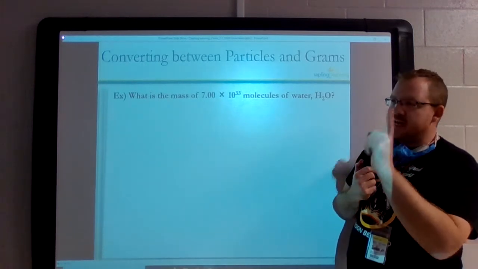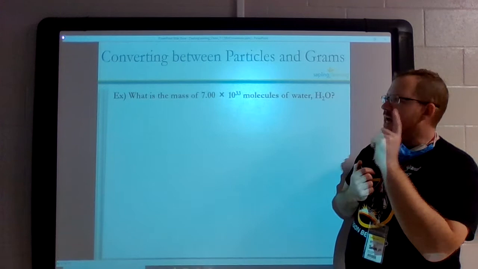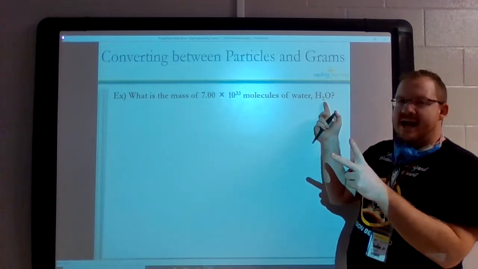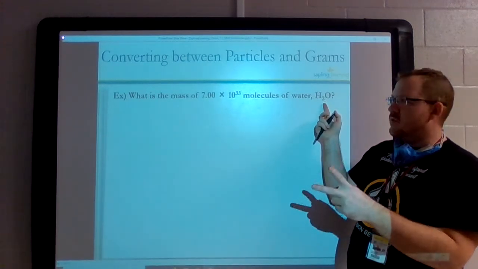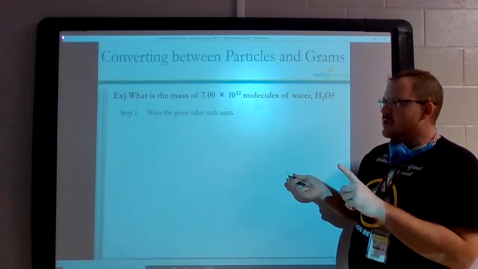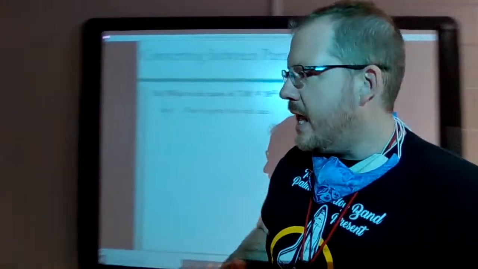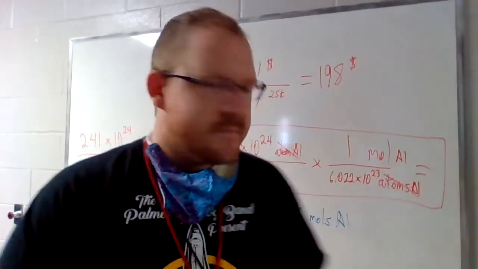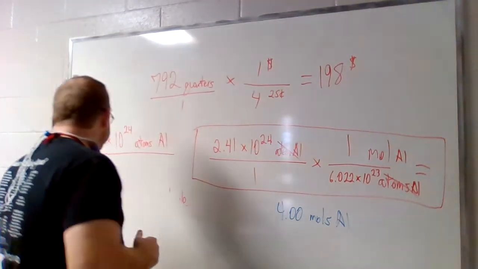So I need to use 2 things. I need to use Avogadro's number, and then I need to use the molar mass for H2O. For the formula H2O, I'm going to have to add up 2 hydrogens and 1 oxygen. So let's go over to the board and do this problem, and then we'll see if we got it right on Sapling.